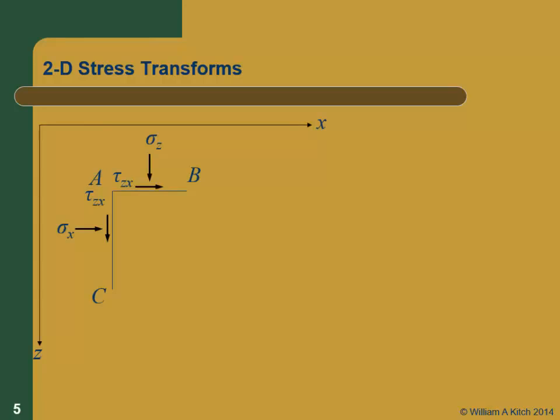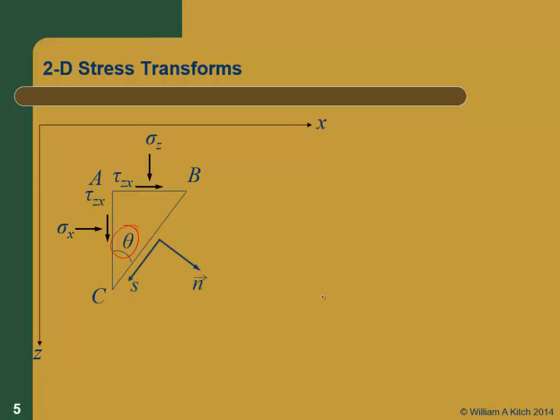The easiest way to do it is to slice it up. So I'm going to look at this BC plane. We're going to start off with just one plane, and then we'll talk about the transform of the whole system. We're just going to use static equilibrium to do this. So now I'm interested in what's going on in this plane BC that's at an angle theta to the Z plane.